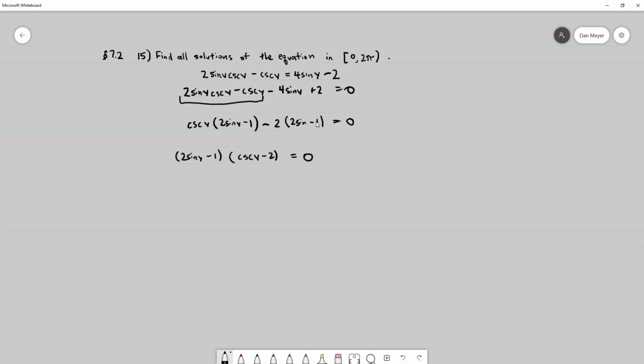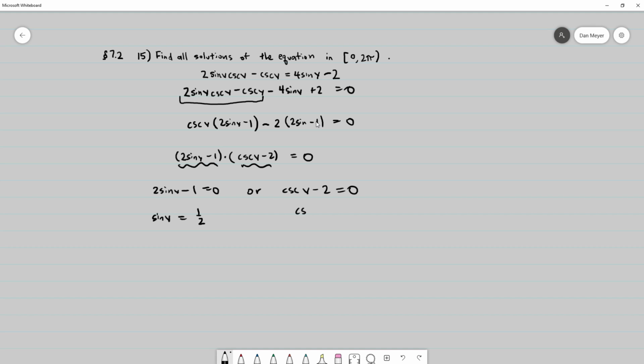All right, so we have a fully factored trigonometric equation. We can use the zero factor property to say, well, either 2 sine v minus 1 is 0, or cosecant v minus 2 is 0. We got a product of two things is 0. One of those things must be 0. Here we get sine v is 1/2.